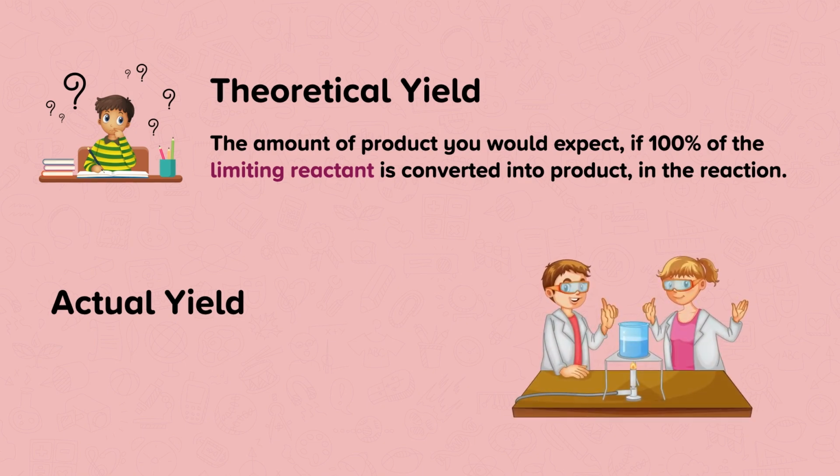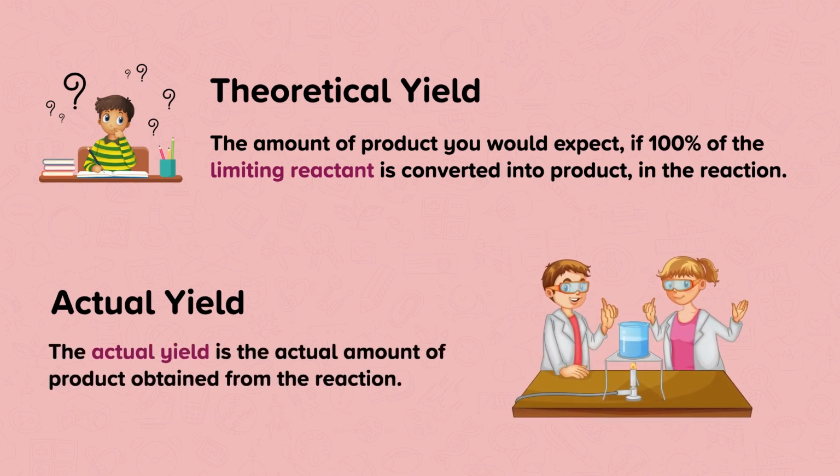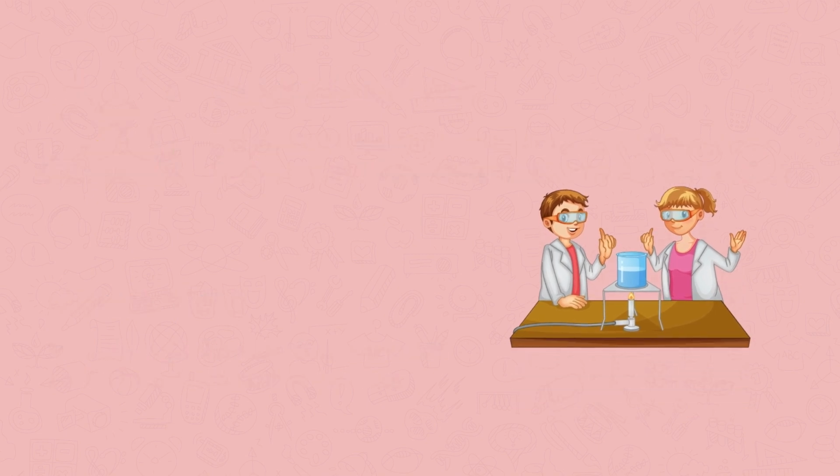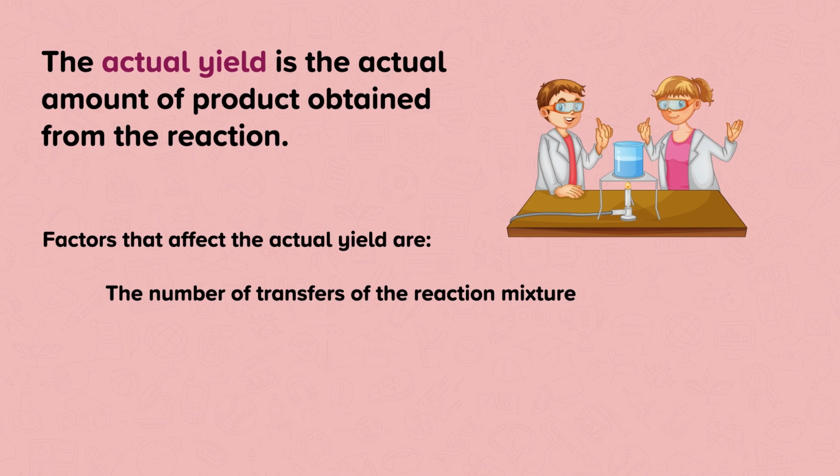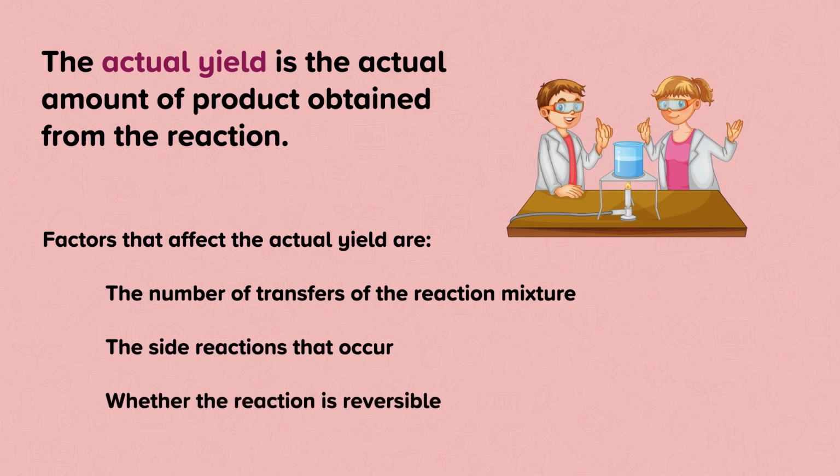Actual yield is the actual amount of product obtained from the reaction. In experiments, actual yield is affected by three main factors. Factors that affect the actual yield are the number of transfers of the reaction mixture, the side reactions that occur, and whether the reaction is reversible.